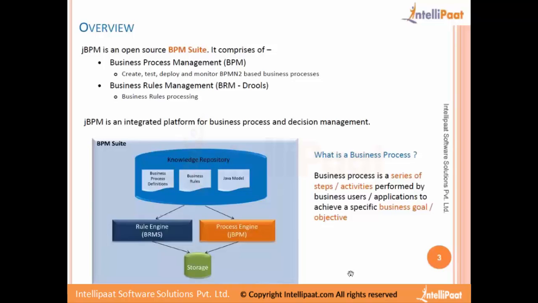So we saw so many things till now, the overview. We want to have the definition of the business process, right? So what's a business process? It's a series of activities or steps that are performed by business users or applications to achieve a specific business goal or objective. This is the best I could come up with.